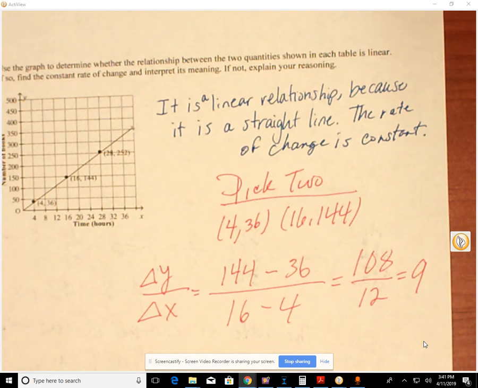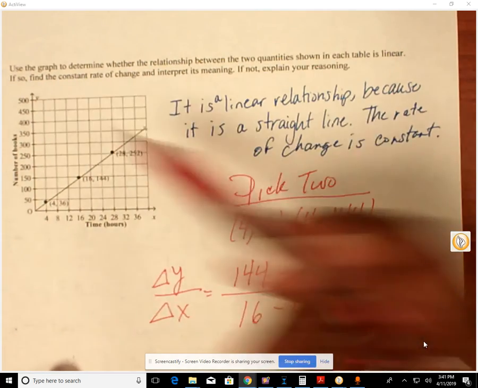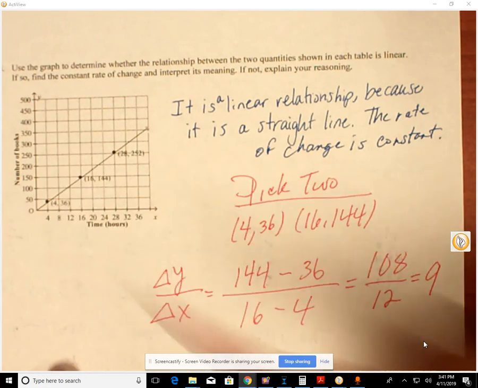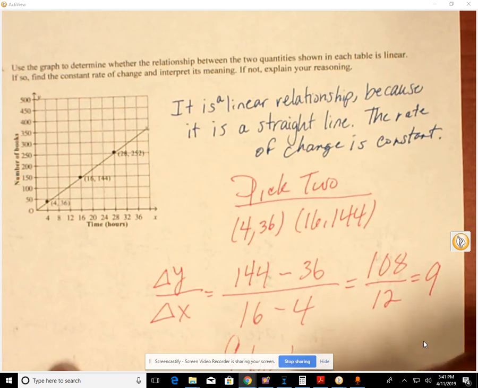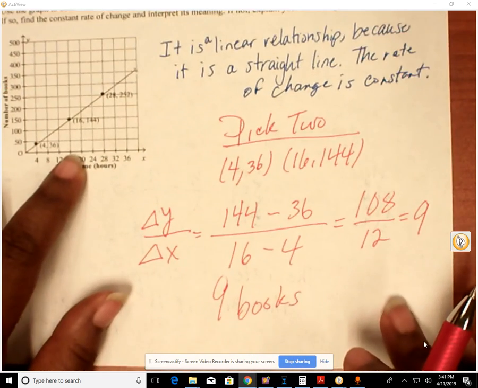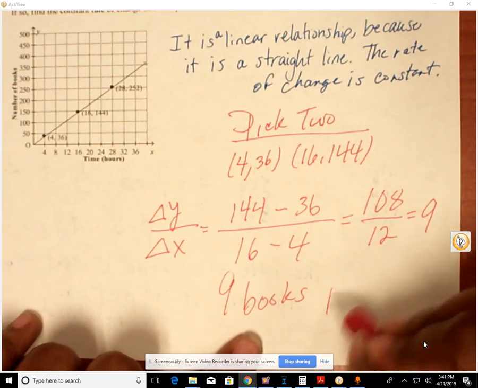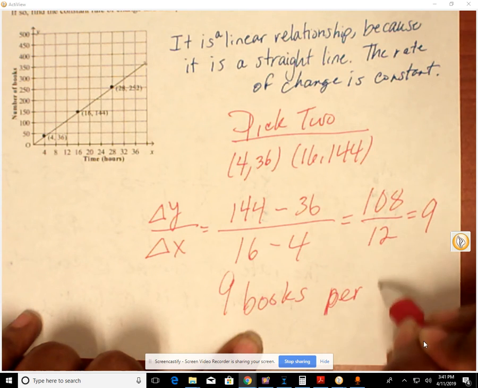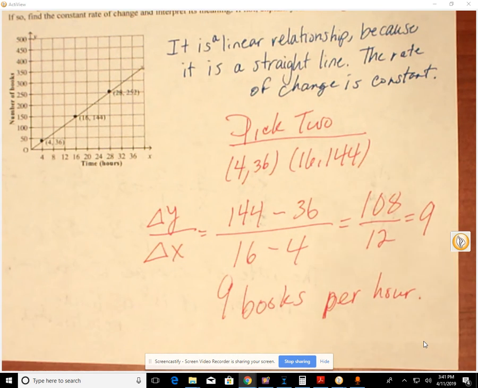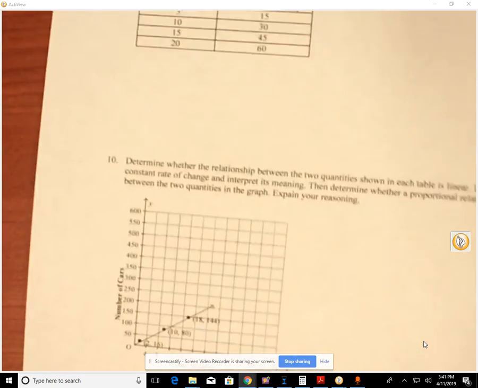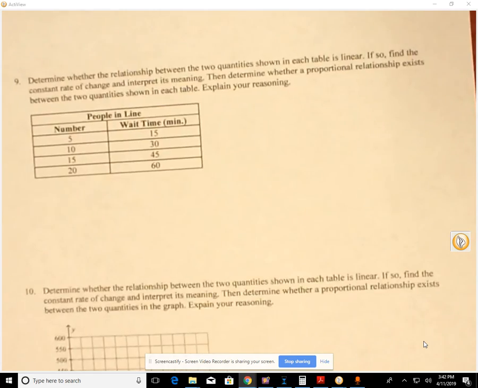But what does 9 mean? It means, remember, we're doing the change in y, so 9 books per hour. 9 books per hour, or each hour, or every hour to that effect. Okay. So we're going to try to do 9 and 10 on this video, and then we're going to do the rest on another video. We're probably just going to get to 9 because it's a long process.